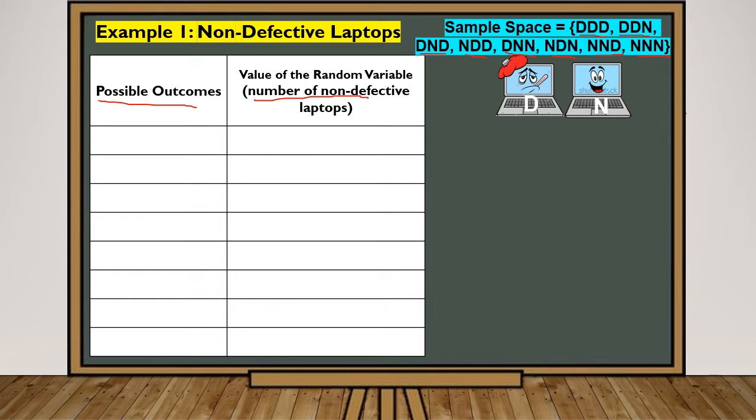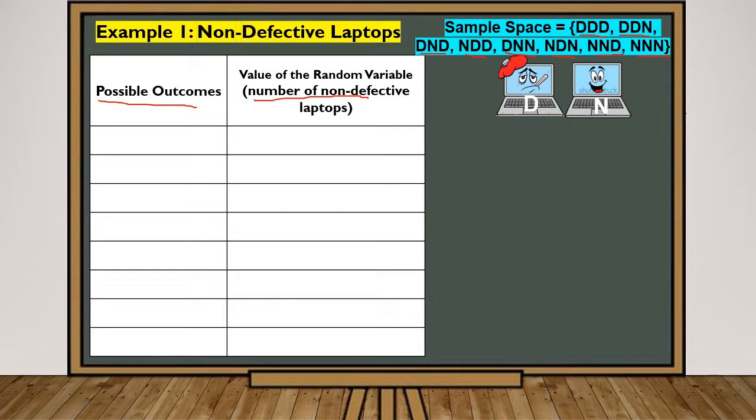When you test 3 laptops, any of these outcomes will happen. You're not sure which type of laptops you will get from the 3 laptops, but you are taking chances that it would appear as any one of these possible outcomes. So again, this is a random experiment, or a random process.